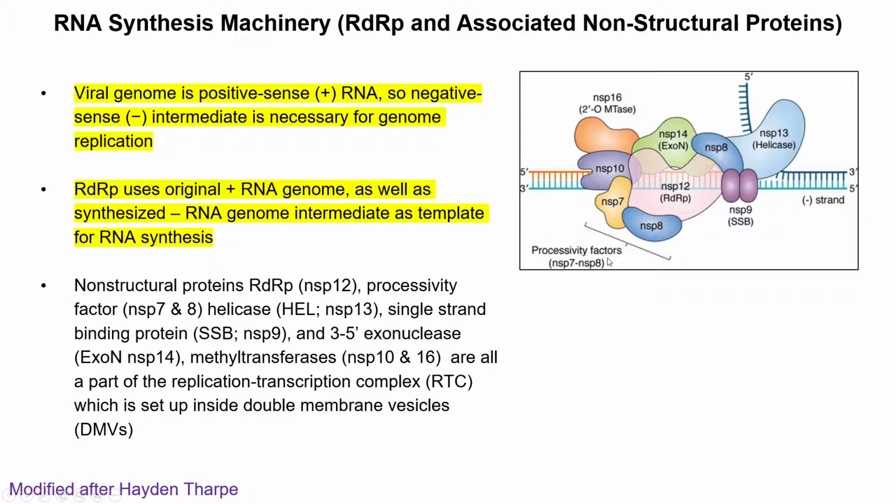And you can see 7-8 is the processivity factor, which is basically what we are calling a clamp, which sits around the template and the strand being synthesized.